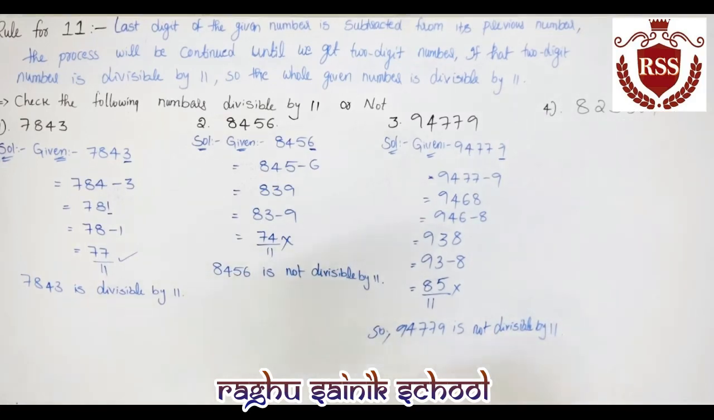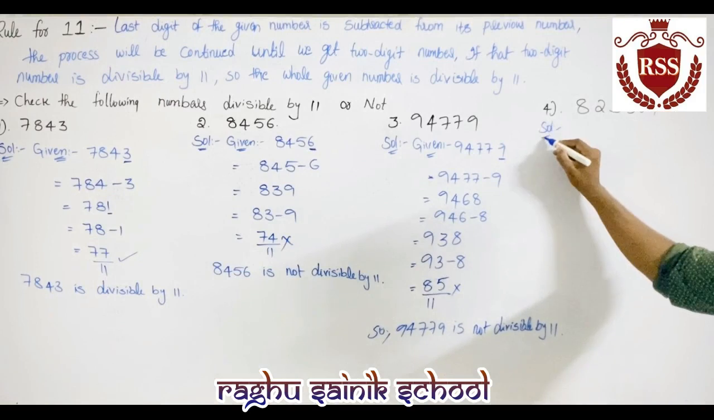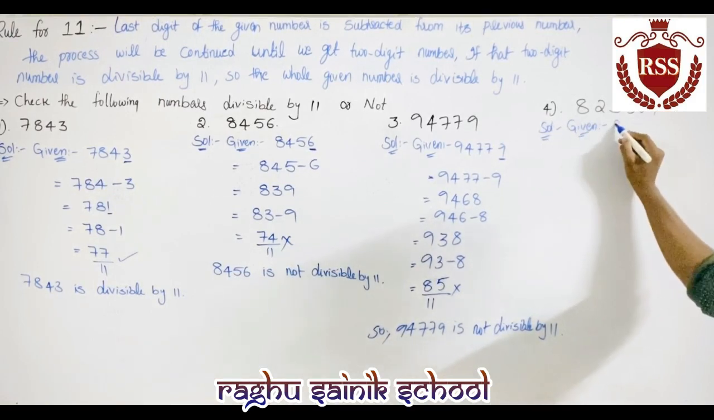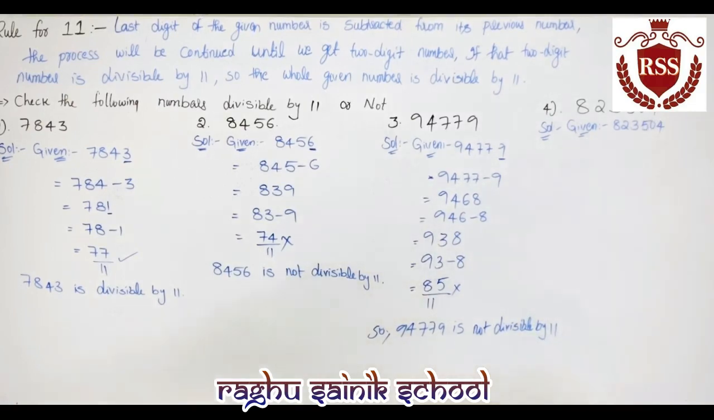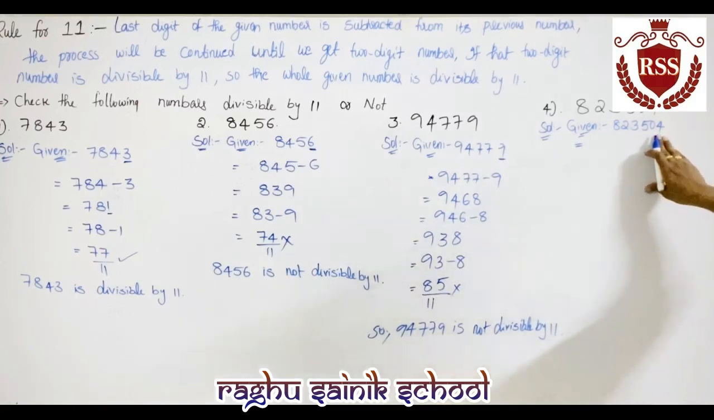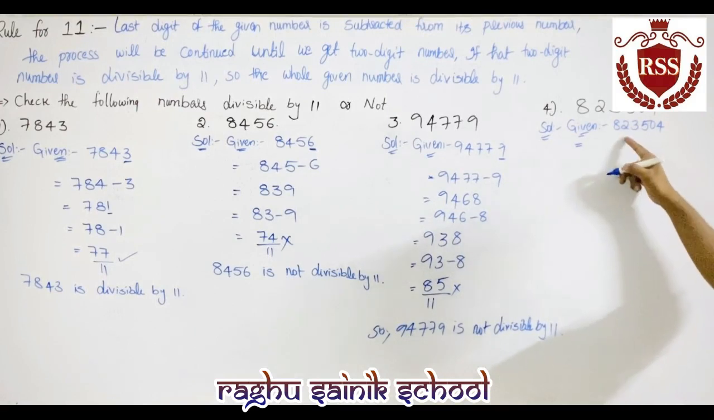823504. Again, what is the given number here? 823504. Okay. What is the last digit of the given number? 4 is subtracted from its previous numbers.